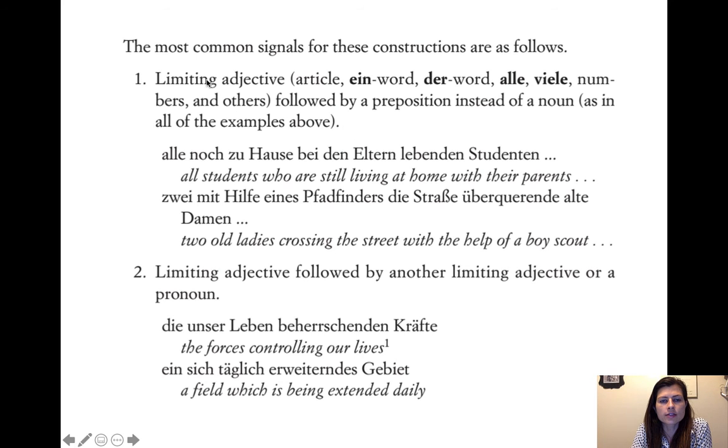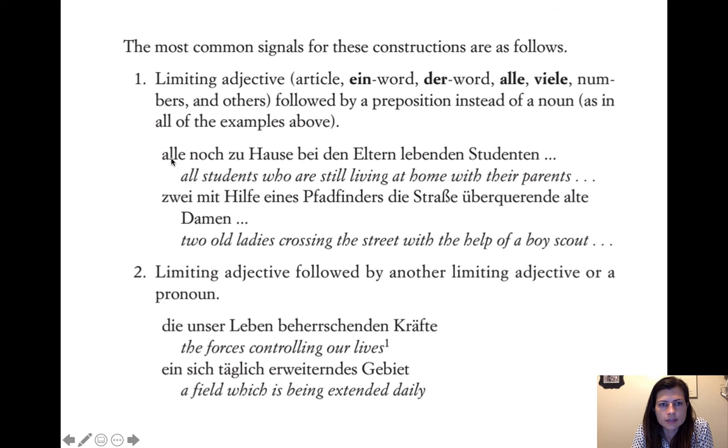So we can look at some examples with a limiting adjective, which means article, ein word, der word, those are articles, and then alle, viele, all or many, numbers, and others. So just words that would normally come before nouns to limit them, as in to describe them in a limiting way, followed by a preposition instead of a noun, as in all the examples above.